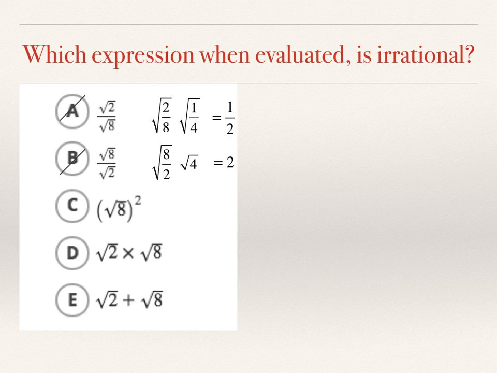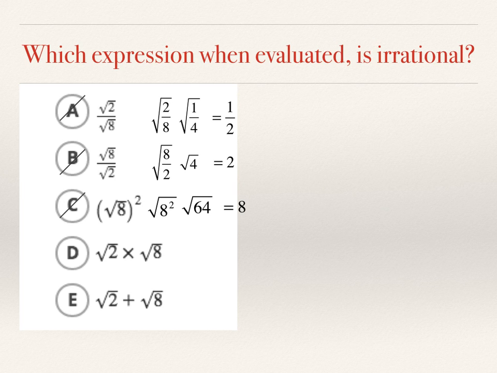Next one is a really interesting example. We can have that square outside of the parentheses or inside the radical, and the square root of 64 is 8, which is a rational number, so the answer is not C. For D, what would you do to simplify this one?